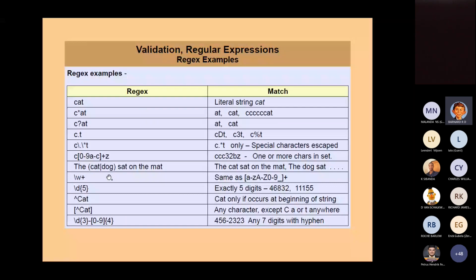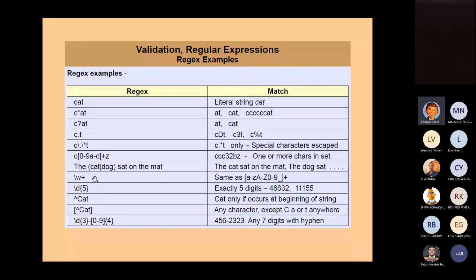Then this regular expression, the cat with the pipe dog sat on the mat, will match either the cat sat on the mat or it will match the dog sat on the mat and nothing else. It will only match those 2 options. Remember, it's got to be that complete word, cat, or the complete word, dog. So there's only 2 things that will match. The cat sat on the mat or the dog sat on the mat.